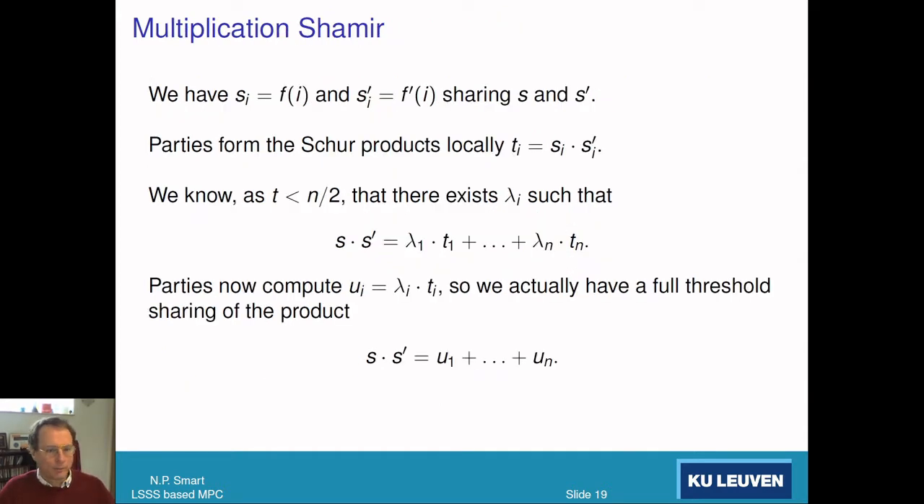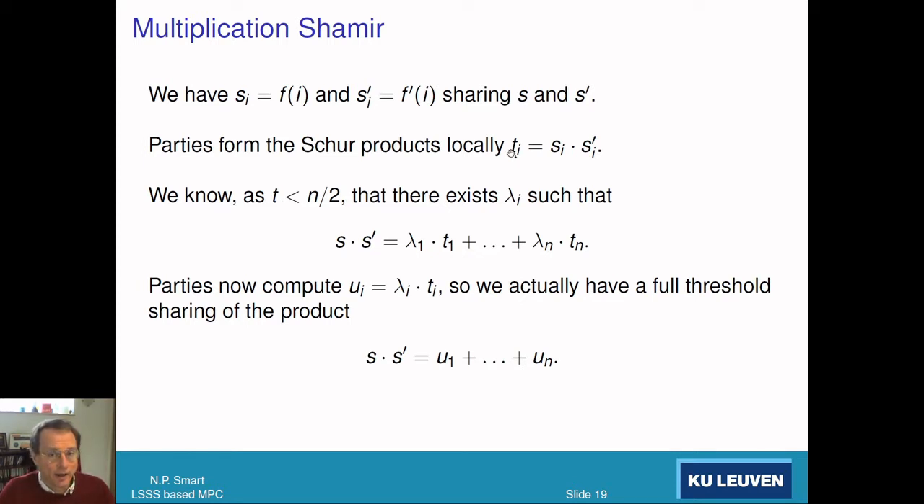Okay, so let's go back to multiplication in Shamir, the traditional way it's expressed. We want to share two secrets, s and s dashed. We share them via polynomials f and f dashed, both of degree t. Each of the parties has the evaluation of the polynomial at their index i. The parties first compute the Schur product. That's the first step. So what is the Schur product in Shamir sharing? Well, they've both got a share of one secret and a share of another secret. They just multiply them together to get a value t_i.